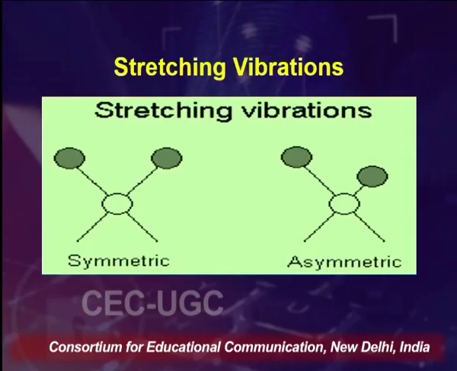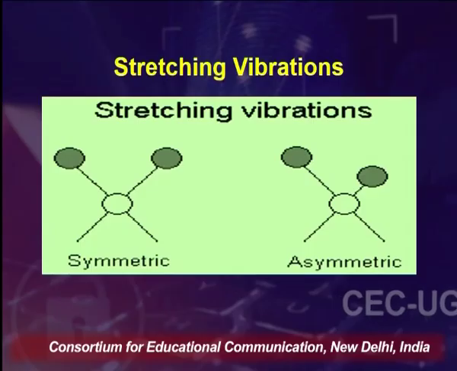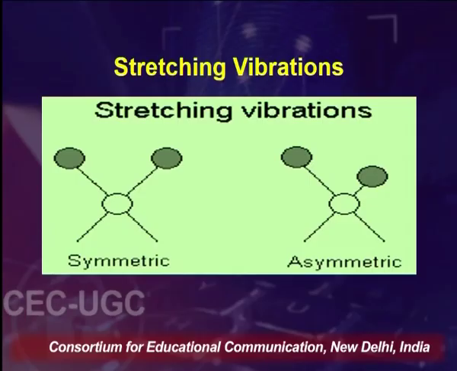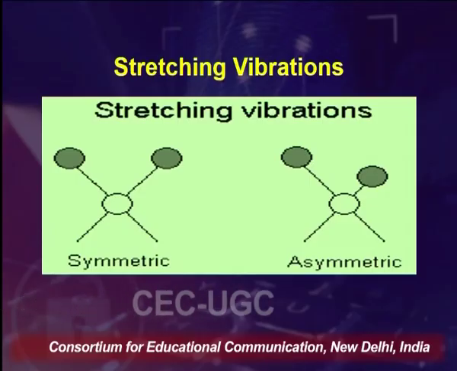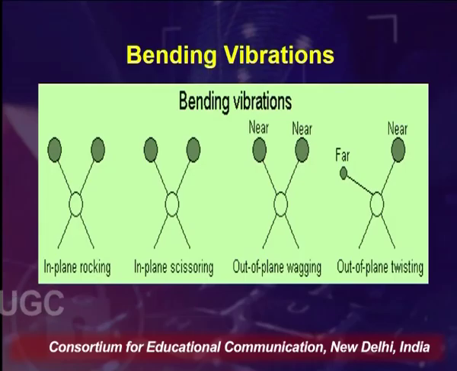One is stretching vibrations. These stretching vibrations, as you can see, could be symmetric, that means they have symmetry, or asymmetric, that means there is no symmetry. Another type of vibration is bending vibrations.